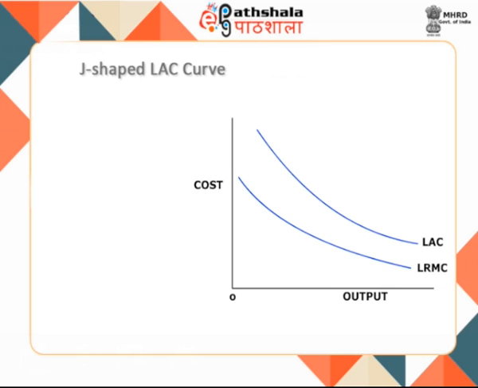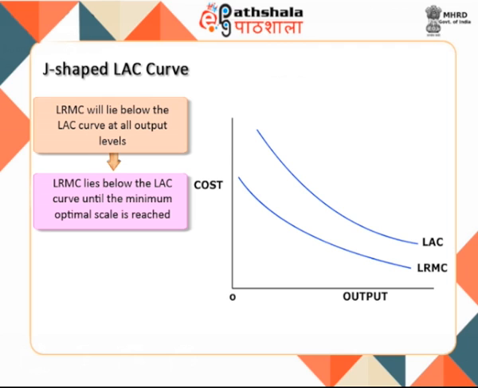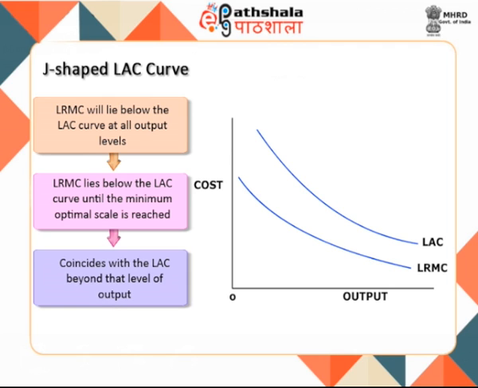Let us now move to J-shaped LAC curve. The LRMC will lie below the LAC curve at all output levels, since the average costs of production can fall continuously if and only if the LRMC pulls them downwards by remaining below it. The LRMC lies below the LAC curve until the minimum optimal scale is reached and coincides with the LAC beyond that level of output.